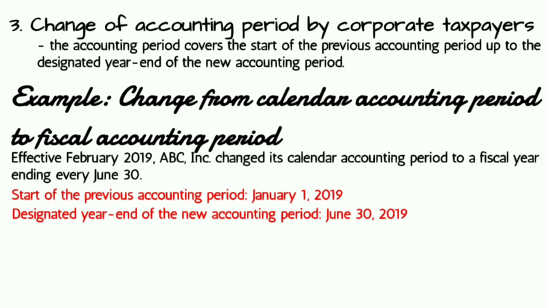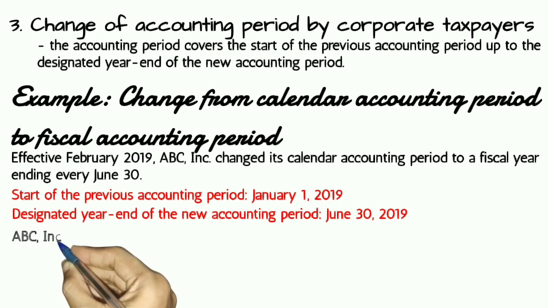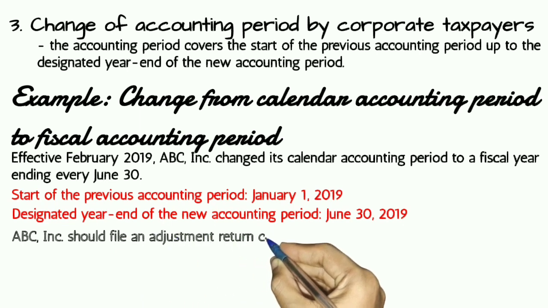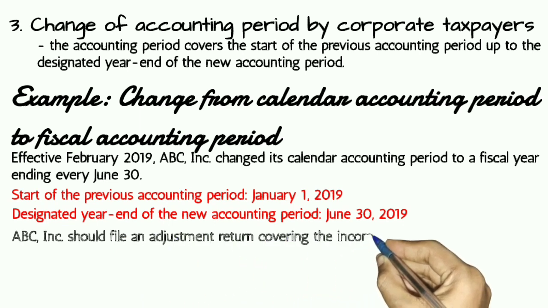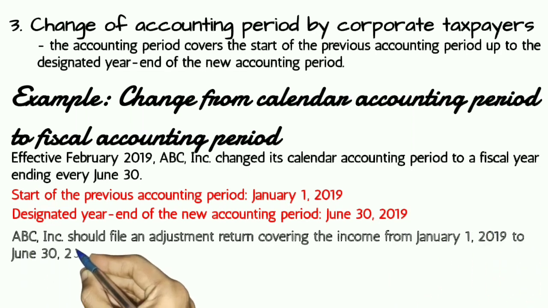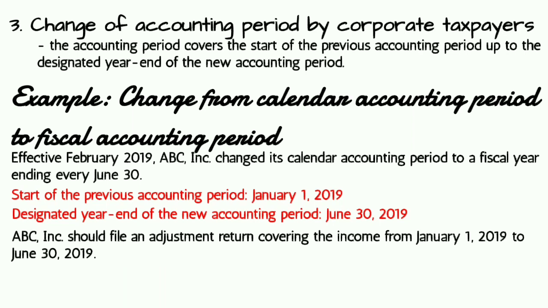Therefore, ABC Incorporated shall file an adjustment return covering the income from January 1, 2019 to June 30, 2019. Yung January 1, 2019, that is our start of the previous accounting period. At yung June 30, 2019, that is our designated year-end of the new accounting period.